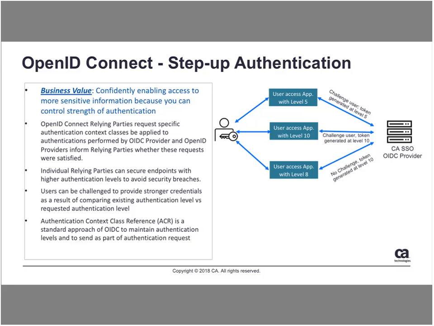For the third access, if the user is trying to access a third application which is at level 8, the SSO OIDC provider will compare the existing level, which is 10, with the requested authentication level of 8, hence the user will not get challenged. So it's a seamless login experience for the user whenever he is trying to access applications which require lower authentication levels. Next slide.